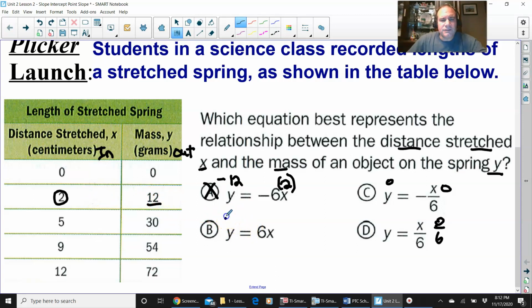The Y is supposed to be 12, right? And I'm going to input the 2. 6 times 2 equals 12. This is a possible answer.